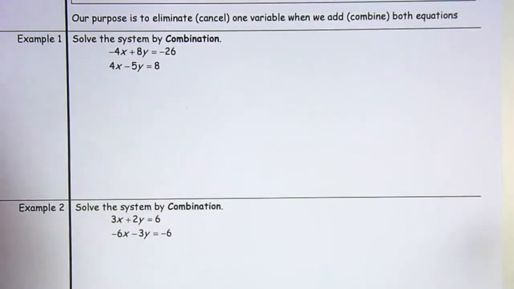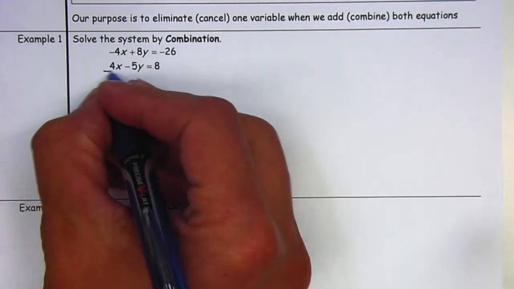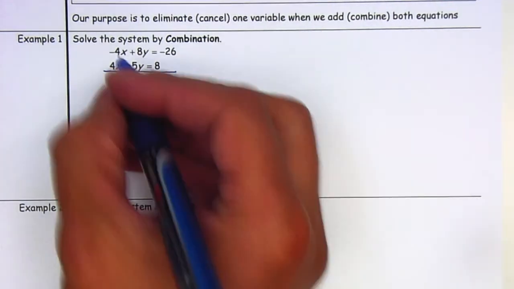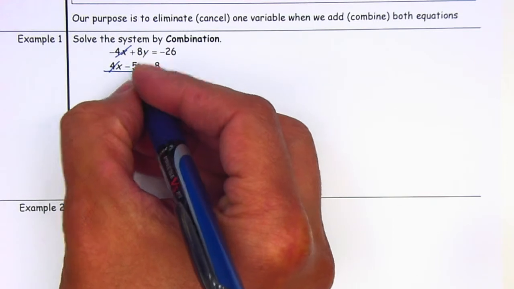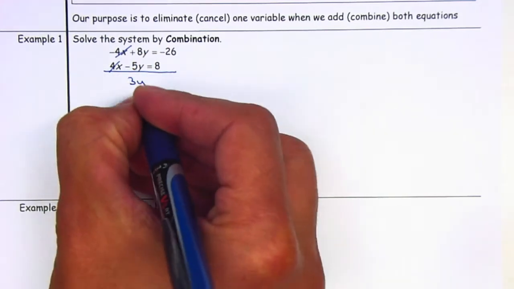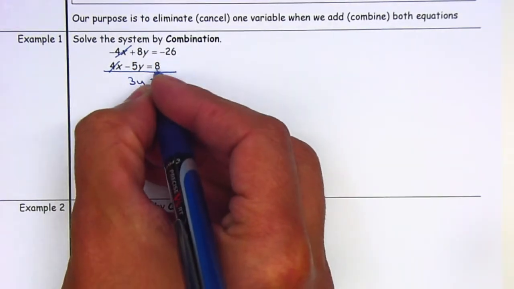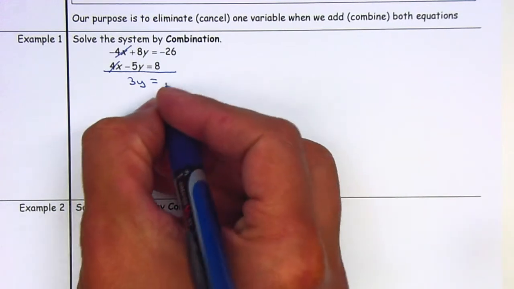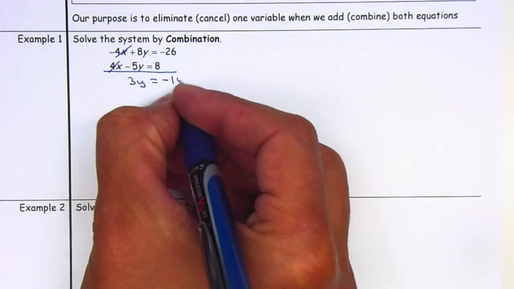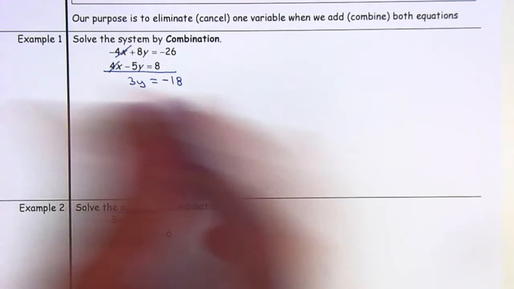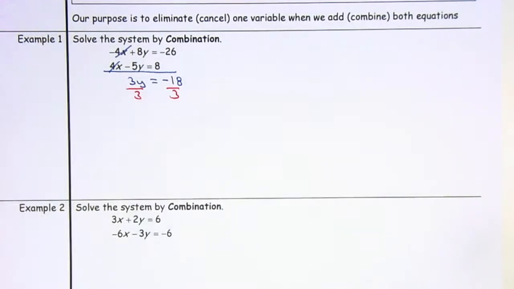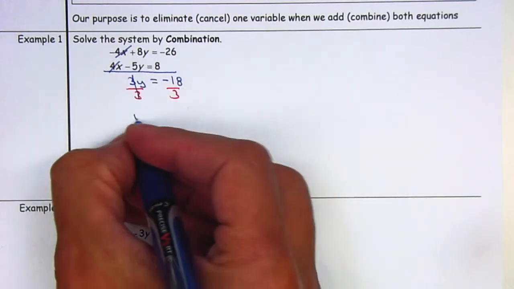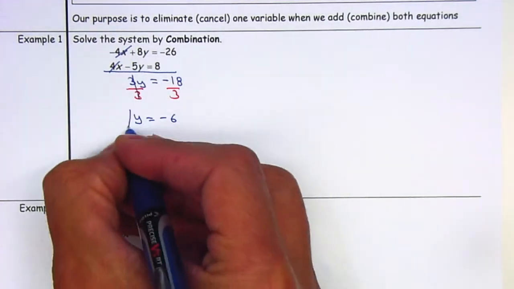So if you notice, if I go and add both equations, what cancels? Correct, the x's cancel. So positive 8y minus 5y will give me 3y. Negative 26 plus 8 will give me negative 18. Then I just solve for y, so I'm going to divide by 3. So y is equal to negative 6.